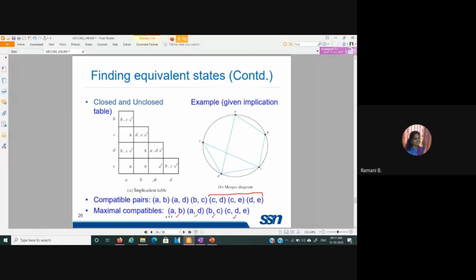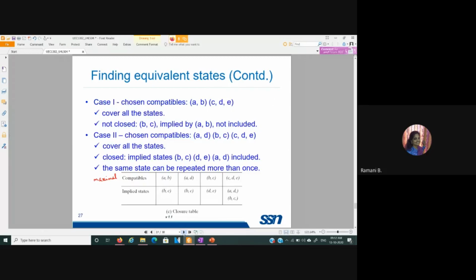So there we find that with C comma D, you have A comma D as the implied state. C comma E doesn't have any implied state, so no issue. And D comma E is implied with B comma C. So we have written those two states over here. Okay?